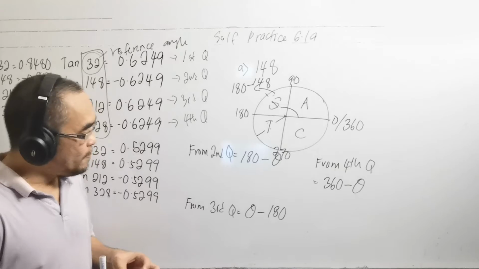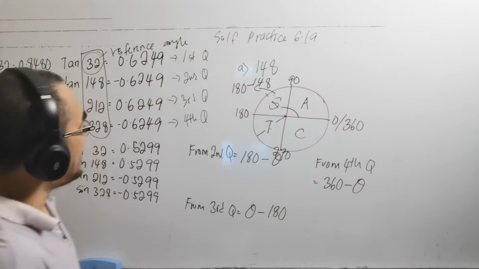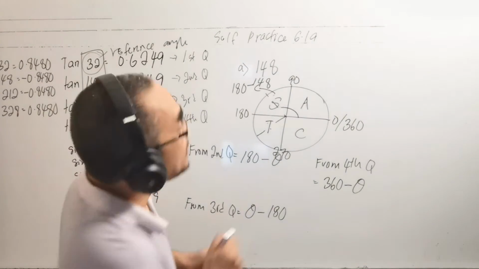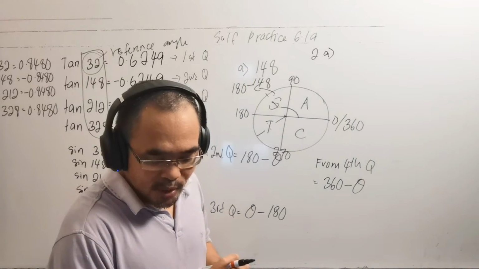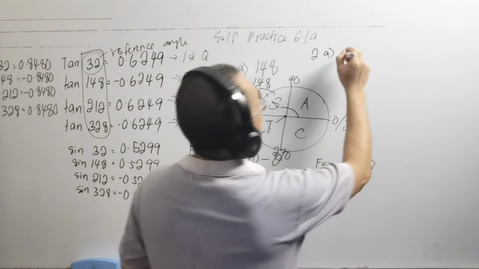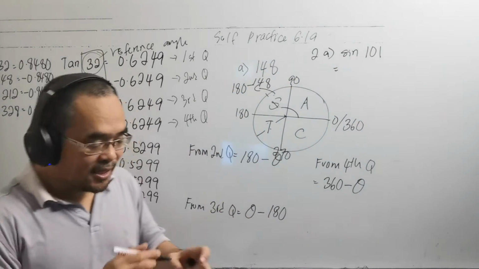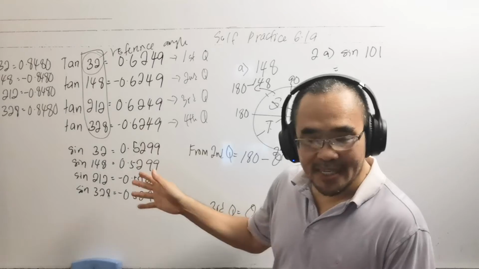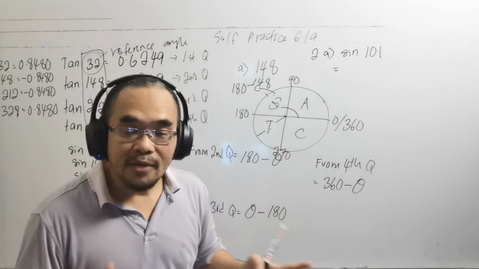So in order to answer this question, let me help you a little bit with question number 2. Look at question 2A. It says, state the relationship between each of the following trigonometric functions with its corresponding reference angle. Sine 101. Don't press the calculator for sine 101. Based on the figure here, do you think the value will be positive or negative?